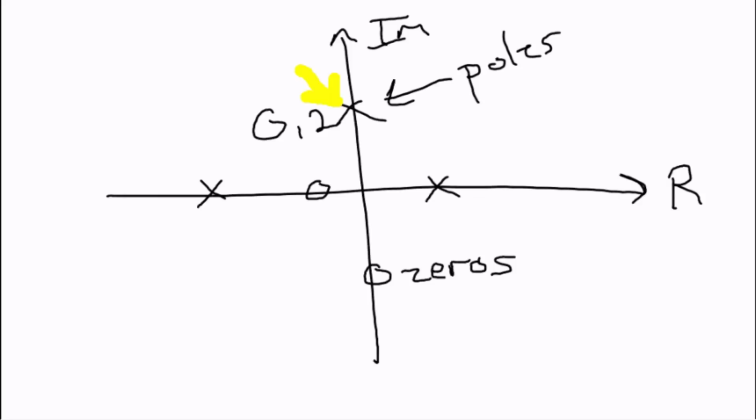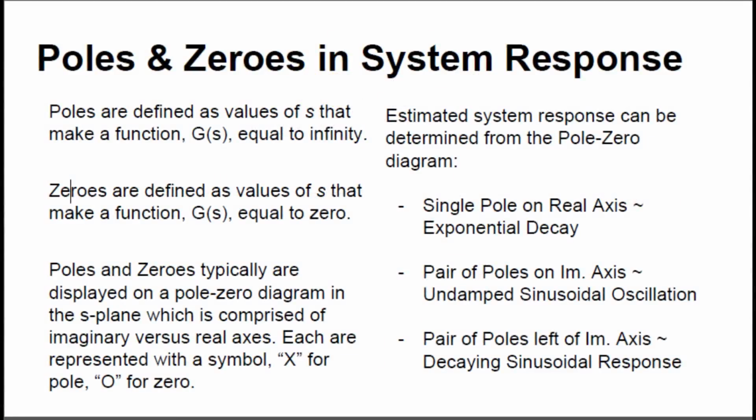And on the same slide we were just looking at, the estimated system response can be determined from the pole zero diagram. So the locations of those poles and zeros are very, very important indicators of the system response. If you've got a single pole on the real axis, that means that the system response is going to be one of exponential decay. If you have a pair of poles on the imaginary axis, the system response will be one of undamped sinusoidal oscillation, or underdamped, I should say, and which is unstable, by the way. And if you have a pair of poles left of the imaginary axis, you have a decaying sinusoidal response.